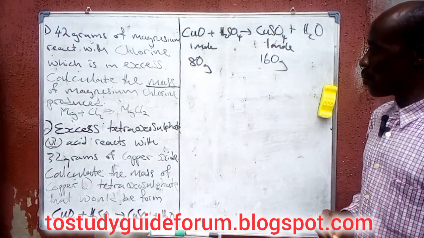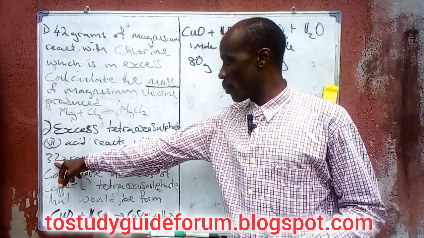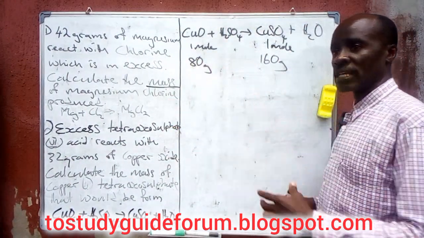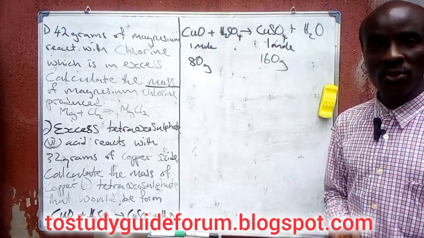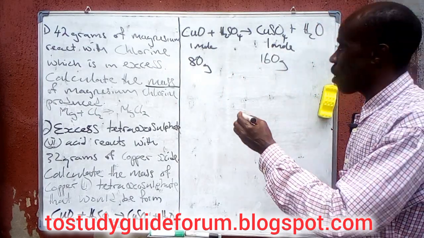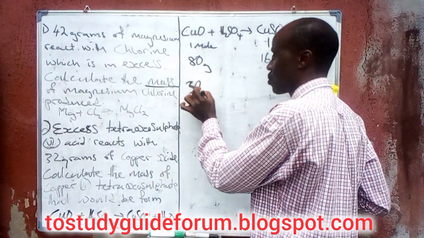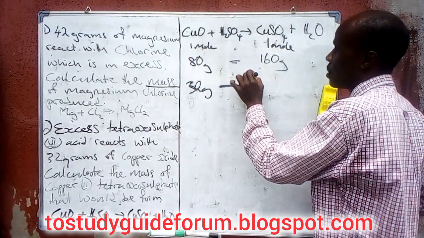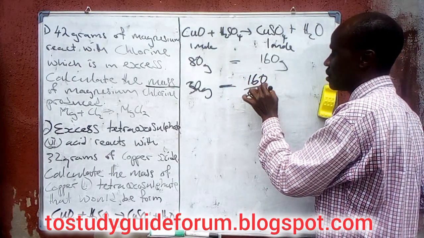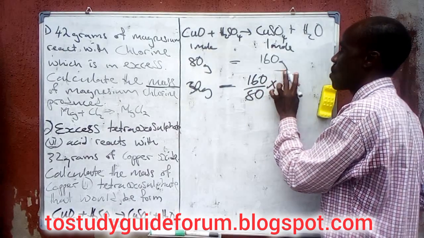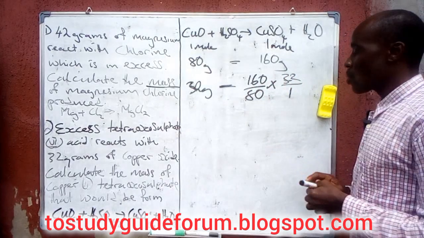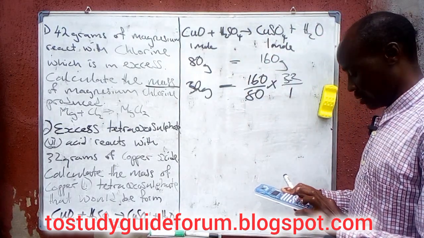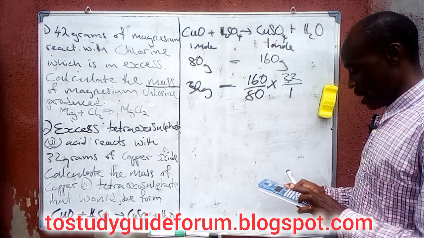Now, based on this, we are going to find the mass produced when 32 grams of copper oxide react. We know that 80 grams of copper oxide will give us 160 grams of copper(II) tetraoxosulphate(VI), or copper sulfate. Now, what will this 32 give us? 32 grams will then be 160 over 80 times 32 over 1. So multiplying through, we have 160 times 32 divided by 80.